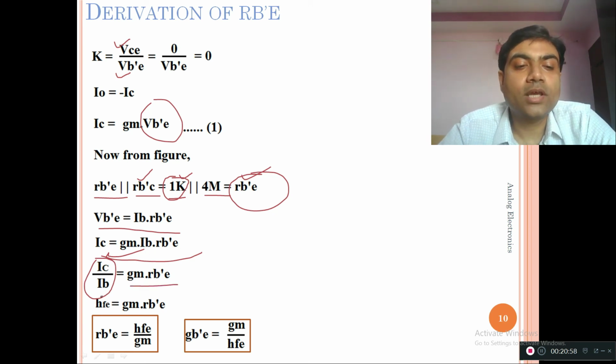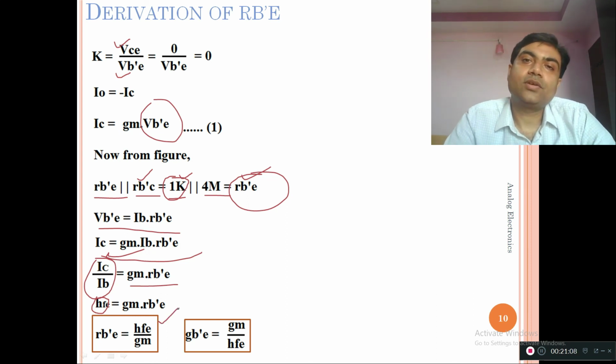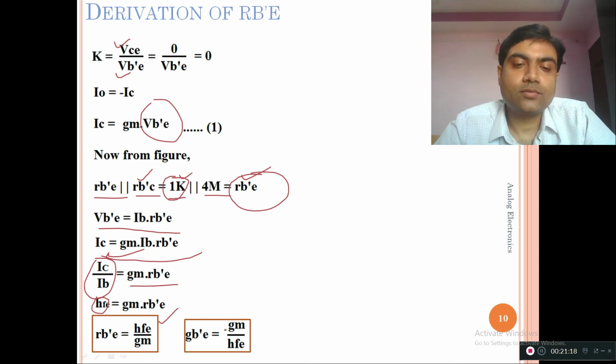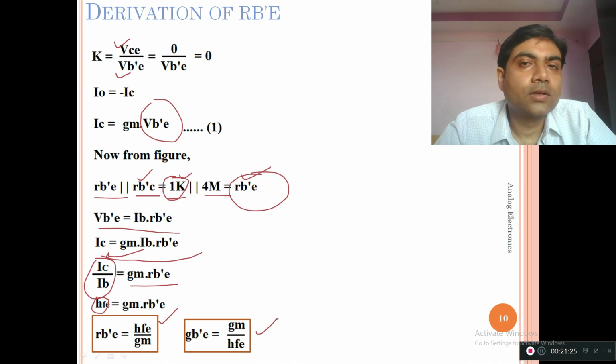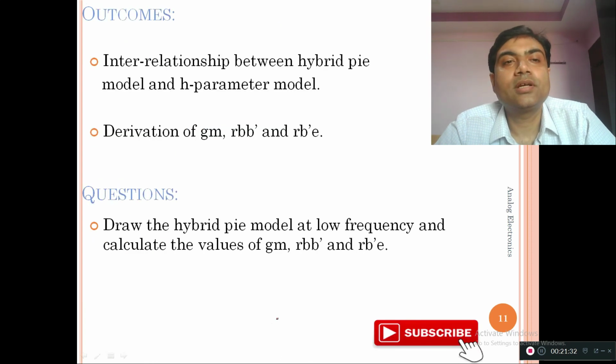So what is IC upon IB? IC upon IB is nothing but HFE. So HFE equals GM into RB'E. Ultimately, if you want to calculate RB'E, it comes out as HFE upon GM. Or if you represent it in terms of conductance, since conductance is the opposite of resistance, we just reverse this equation and get GB'E equals GM upon HFE. So that's all for today's discussion on the derivation of GM, RB'E and RBB'.